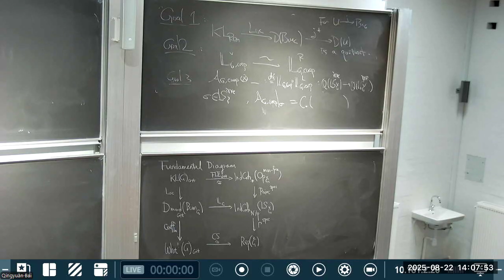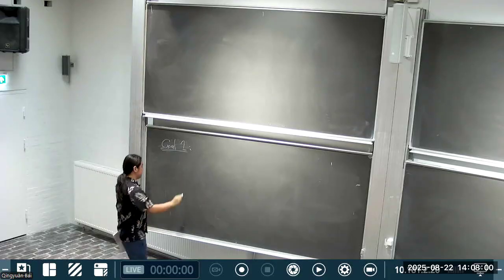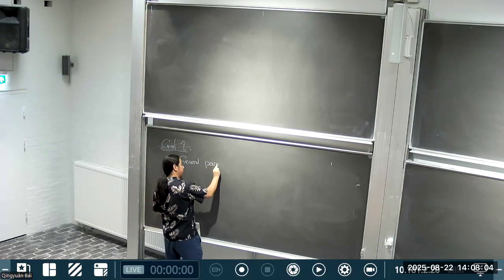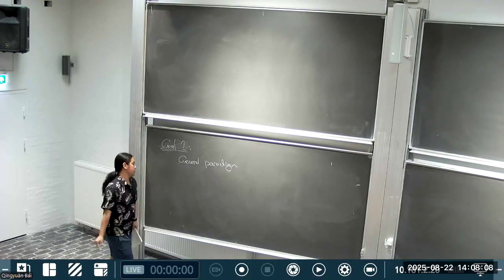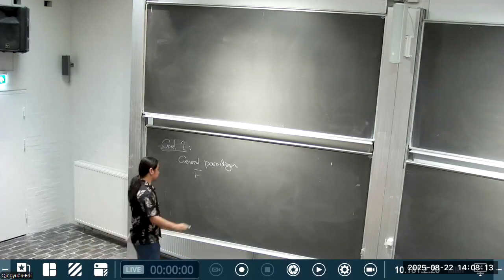Okay, now let's start. Let's finish goal 1, and then maybe we will take a break. Let me first tell you some general paradigm, which tells you one way to prove some functor is a their quotient.